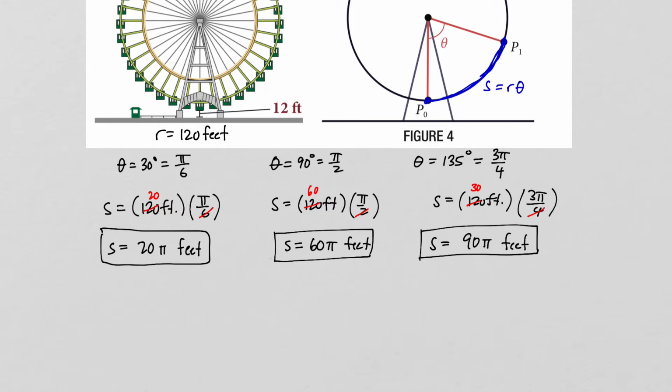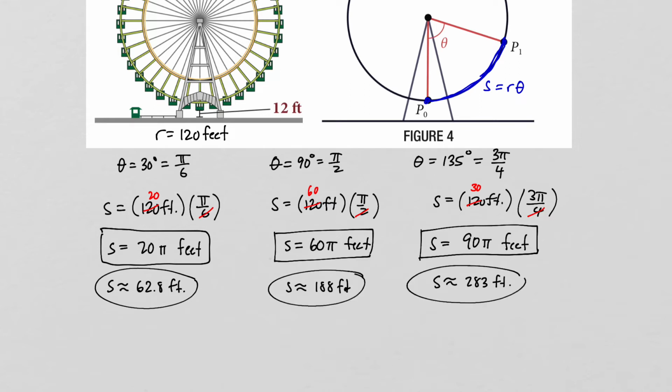So I'll plug each of these answers into a calculator, and we'll do 3 significant digits. So 20 pi, to 3 significant digits, rounds to 62.8 feet. And then 60 pi, you get S rounding to 188 feet. Again, that's 3 significant digits. And 90 pi, if you plug that into your calculator, you get 283 feet, approximately. So these are the approximate values for each of those.